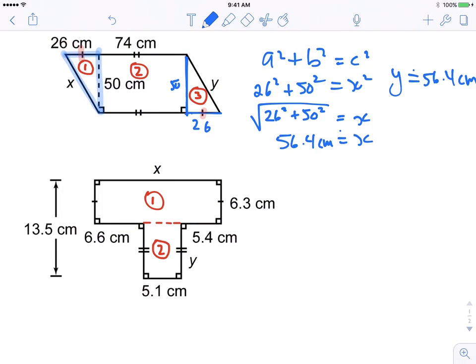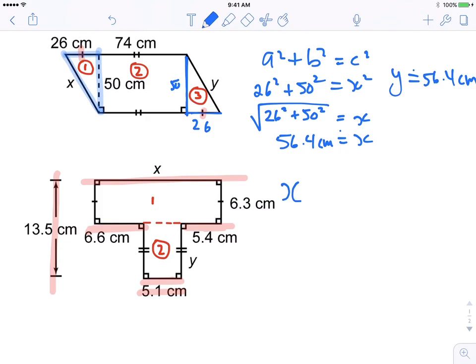Here we're given, I'll highlight what we're looking at, the entire height of this shape is 13.5. Okay, we're looking for x, and we're also looking for y. All right, how would I find x? That seems to be the simplest one if you take a look at this, because we have 5.1 as the length of this line here. We have 6.6 the length of that line, and 5.4 the length of that line, and those three together are the same length as x.